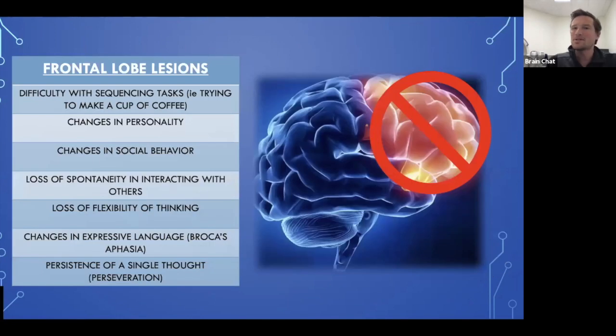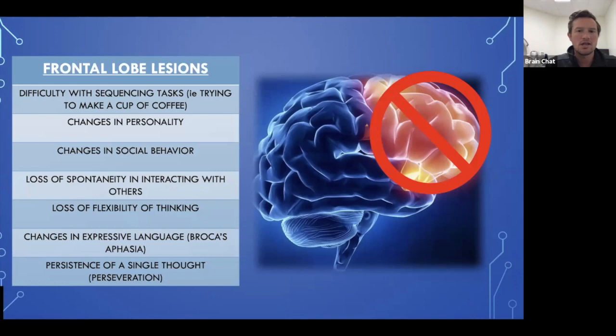What happens when the frontal lobe becomes derailed? Well, you can have difficulty with sequencing tasks, and you'll see this, sadly, in neurodegenerative disorders like Alzheimer's, Parkinson's, dementia. Trying to make a cup of coffee becomes very difficult for people. Changes in personality. Typically with frontal lobe disorders, one thing is you'll see more of a social isolation. So they have changes in social behavior.